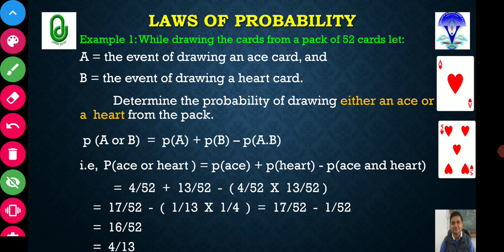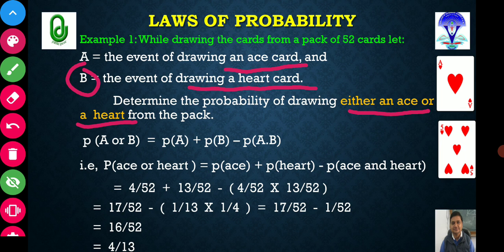Suppose I have taken 1 or 2 examples here. Suppose you have a pack of 52 cards, where A is the event of drawing an ace card. When we draw from the pack of 52 cards, the event of drawing an ace card is called A, and B is the event of drawing a heart card. Now we have to determine the probability of drawing either an ace or a heart.